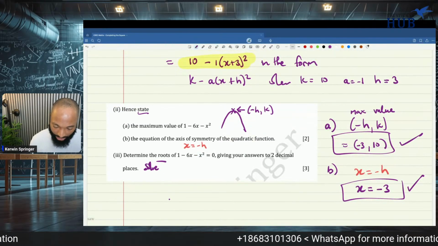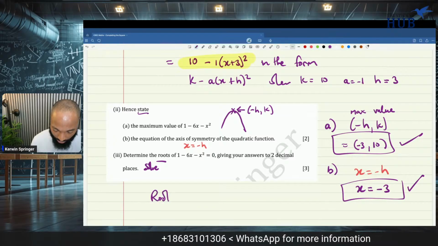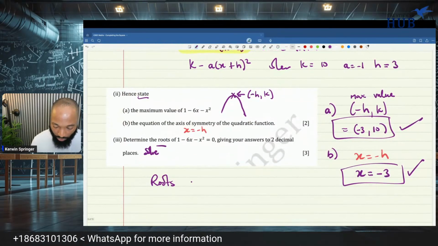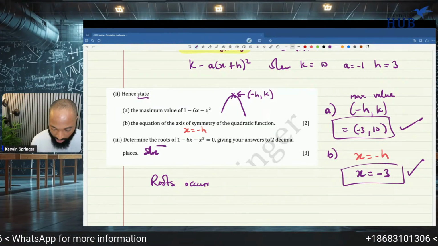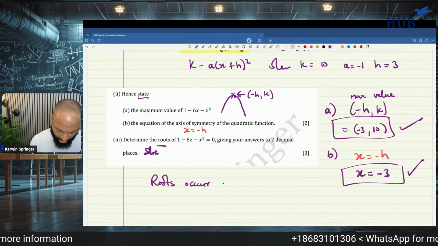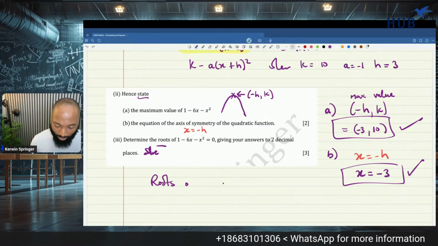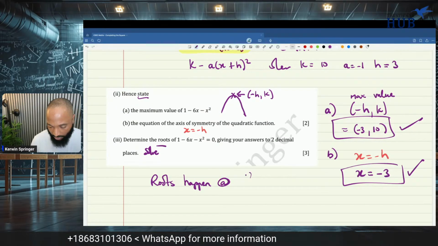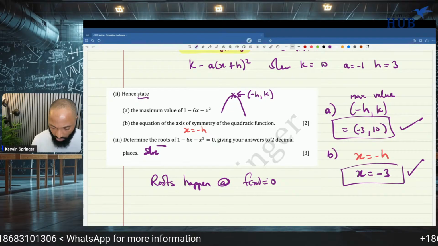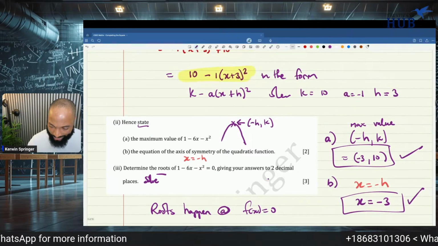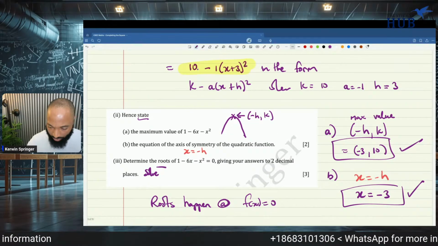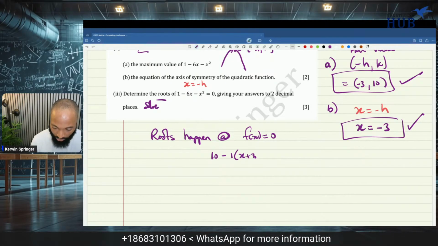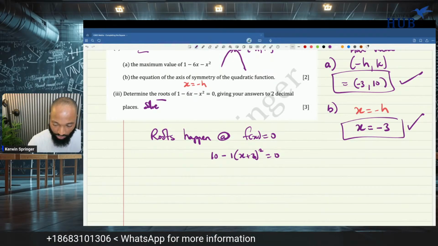So what I'll say is roots occur, and remember, I called it f of x, so I can now hijack that. Roots happen at f of x is equal to 0. So f of x is equal to 0 is this thing here being equal to 0. So I can put 10 minus 1 into (x plus 3) to be squared equal to 0.